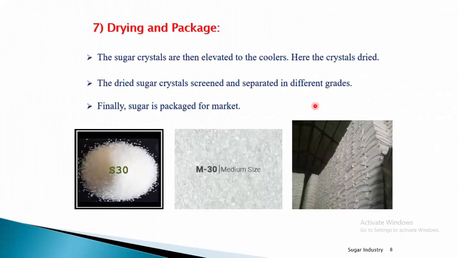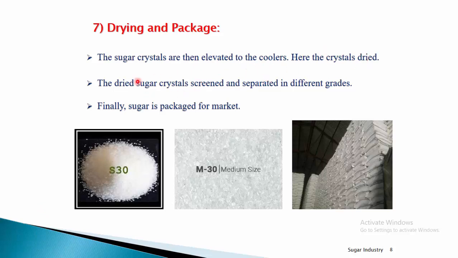Finally, in the process of drying and packaging, the crystals are completely dried. The crystals can be elevated into the cooler, and here the crystals are dried. Once the thick sugar, free from water, is spread out, it can be dried with the help of the elevated coolers.